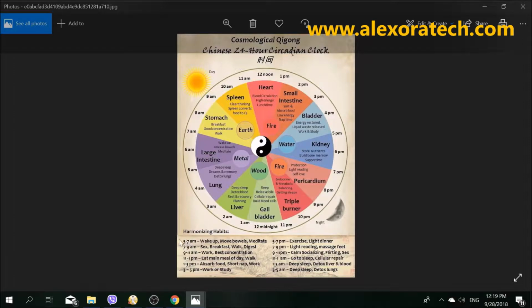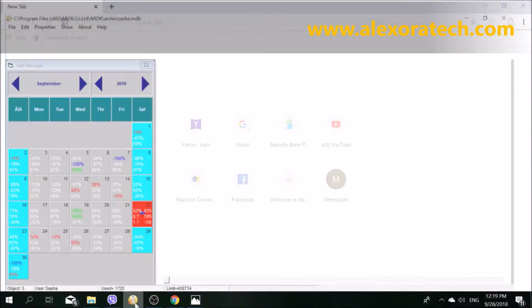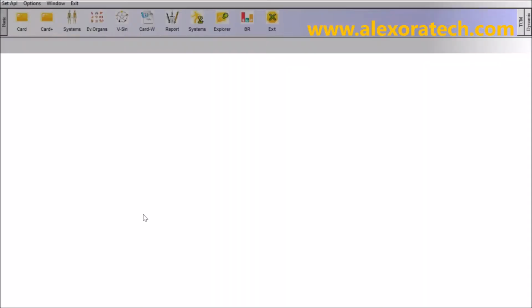So you can see on the table here below the Horary chart are the time or the schedule for which particular activities need to be done. So once you are familiar with this, you can properly interpret an ARDK report.